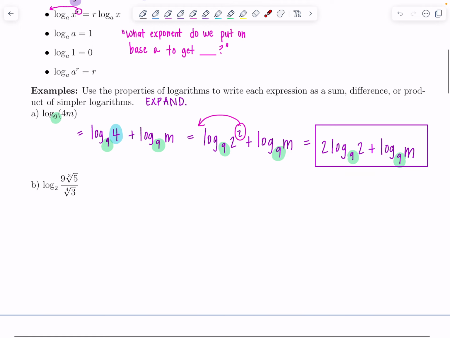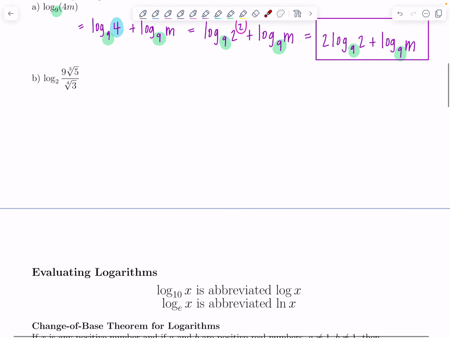Next one, we have log base 2 of 9 times the cube root of 5 over the 4th root of 3. Now I'm going to remind you of one of the properties of exponents that's going to help you simplify here. If you'll recall, if you have the nth root of x, you can write that as x to the 1 over n. So we're going to do that right now and rewrite the cube root and 4th root right here.